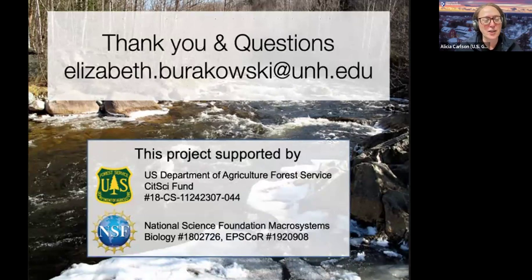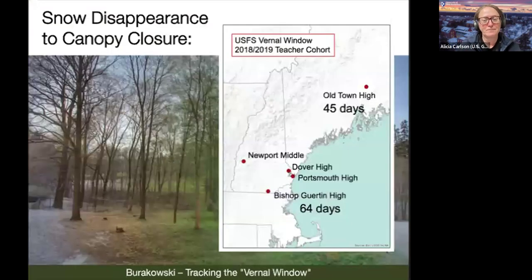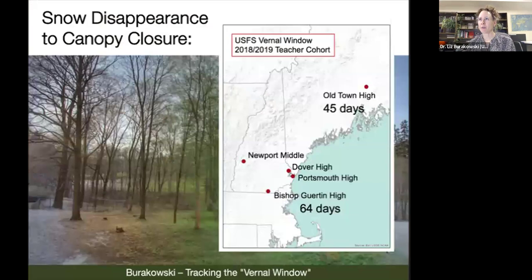I have a question about the Bishop Guertin data. Were those students in contact with the Old Town students, or was that data that you pulled from somewhere? The teachers, I believe, had met. The students themselves, I don't think got a chance to Zoom call, but that would have been a great opportunity to have them talk with the other students. We did share the data with the respective classrooms. So Old Town knew that Bishop Guertin had a longer vernal window and vice versa.